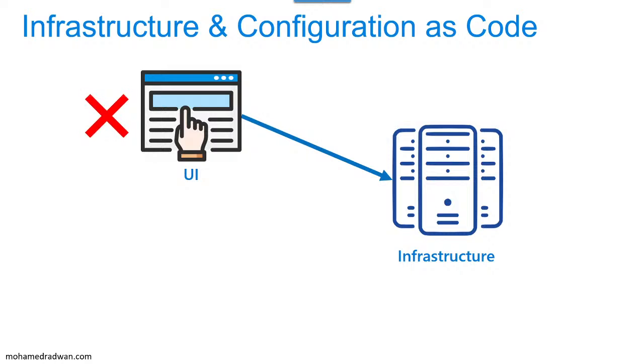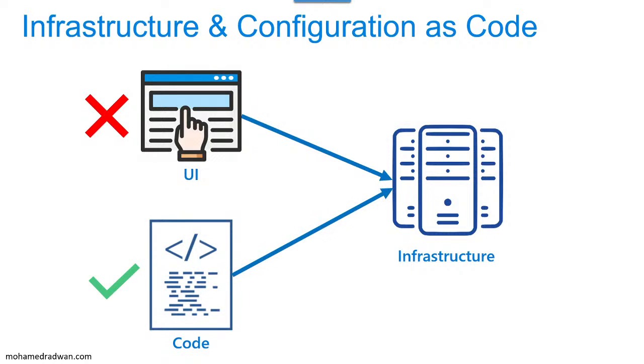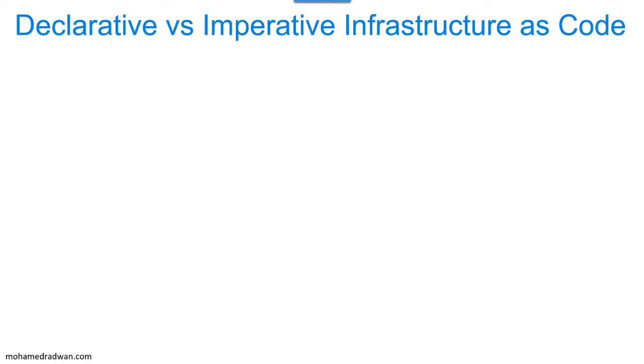So moving to infrastructure and configuration as code is just to stop doing that. We are not going to use the UI for configuring our infrastructure, nor the configuration. The main idea is that we will depend on code to configure our infrastructure. This is the main idea of infrastructure as code. Just get rid of having a UI for changing the components and just use the code.